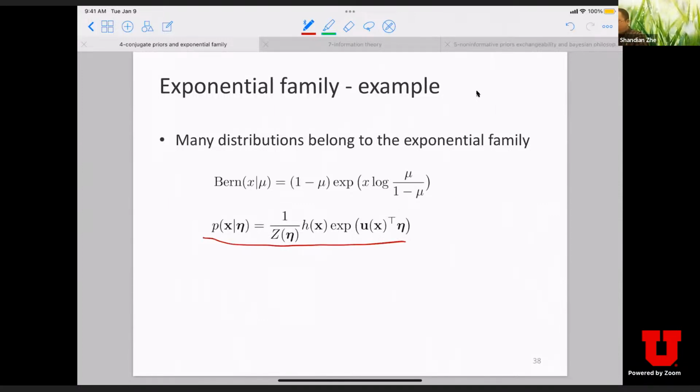Then we just contrast this with the general form of the exponential family. The general form of the exponential family has this form, and this is the form of the Bernoulli distribution we just derived. So now we can see clearly that the Bernoulli distribution is a member of the exponential family. So what is h of x? Let us just look here. What is u of x? What is the sufficient statistics?